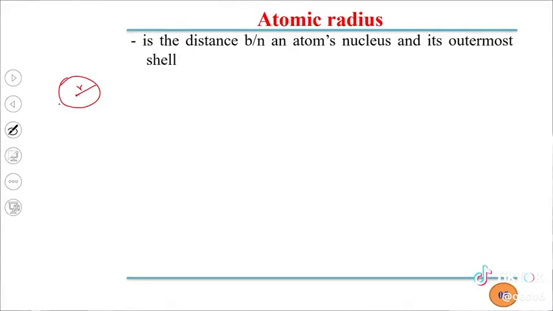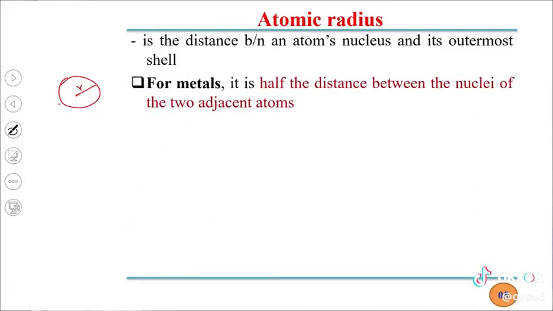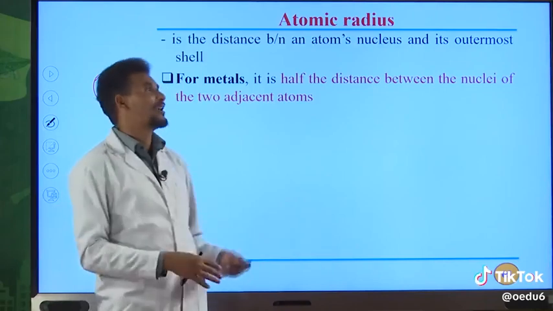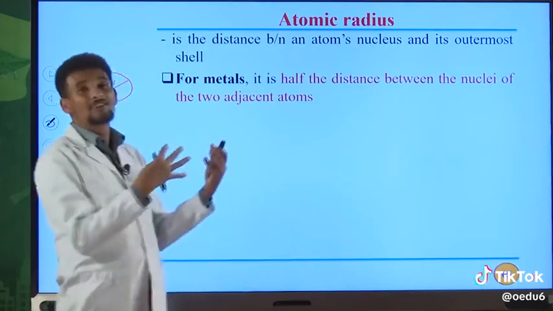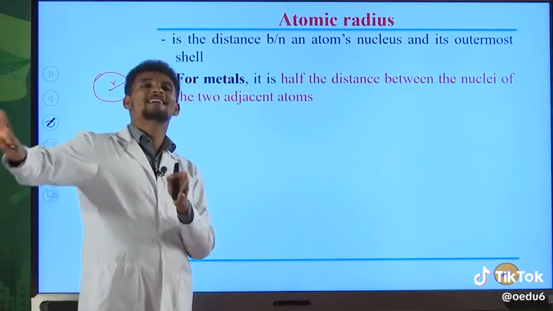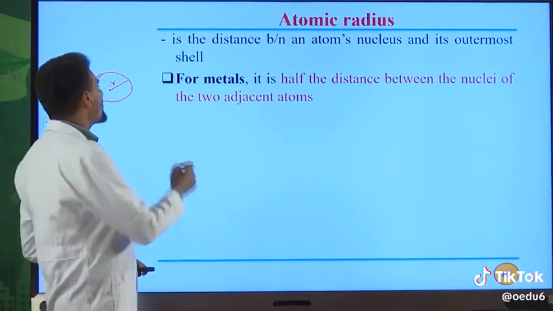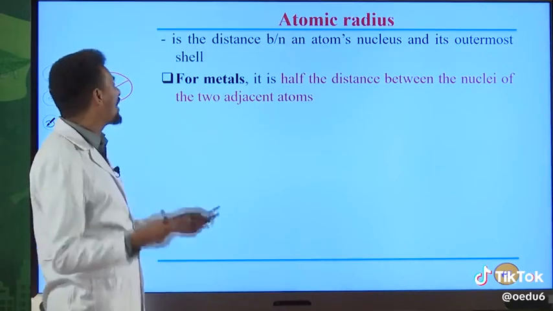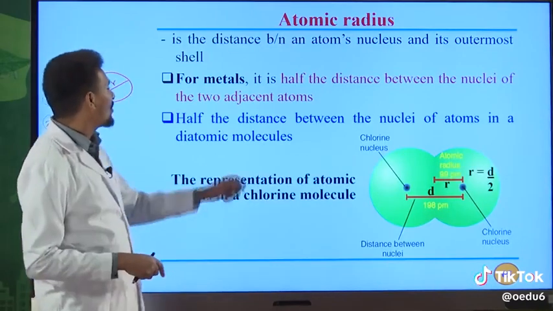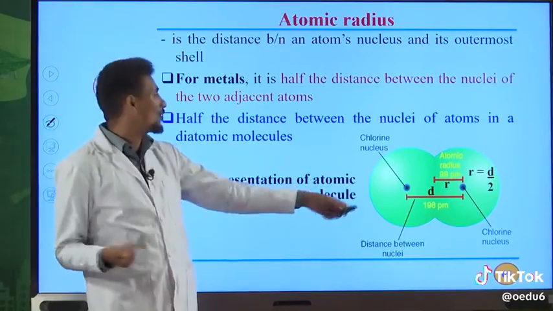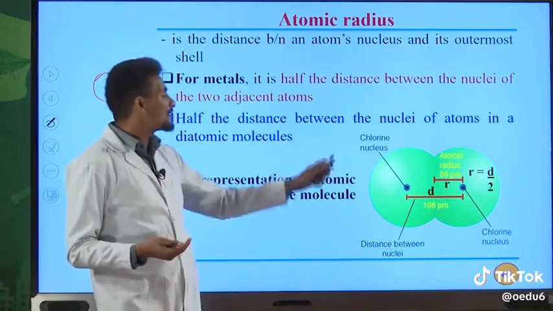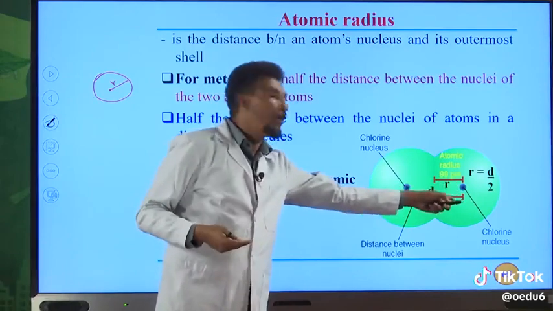From a chemistry point of view, atomic radius is defined as the distance between the nucleus and the valence shell of the atom. It can also be defined, especially for metals, as half the distance between the nuclei of two adjacent atoms. There is an assumption that one metal atom touches another metal atom. Therefore, half of the distance between the nuclei is equal to the atomic radius for metals. You can see from this that for diatomic elements also, the radius is equal to half the distance between the nuclei of the atoms.